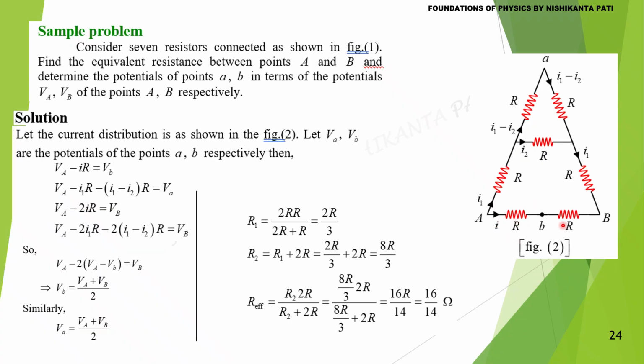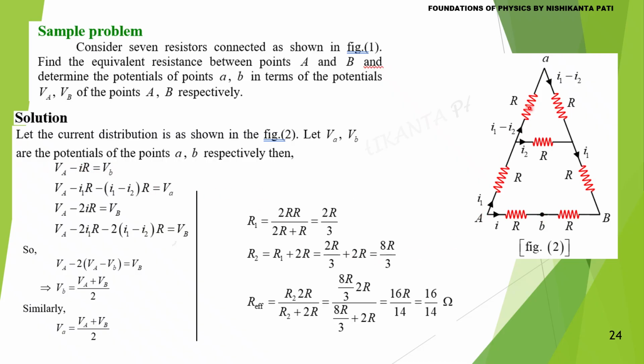Let current I flow this way, I1 flow this way, and I2 flow this way, then this way I1 minus I2. By Kirchhoff's first law, this way current I flows, this way I1, this way also I1, this way I2, this way I1 minus I2.